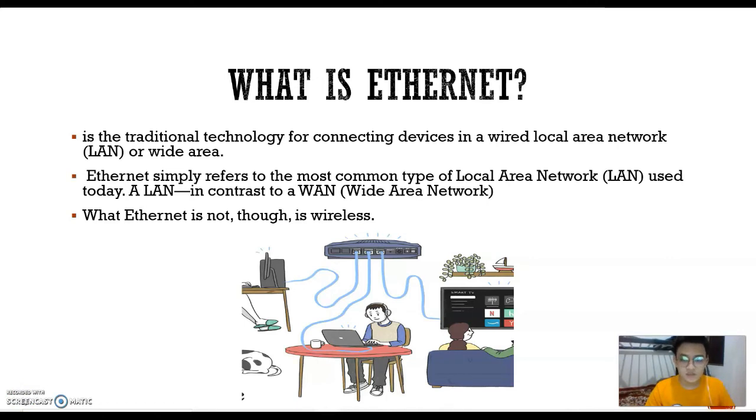Ethernet is the traditional technology for connecting devices in a wired local area network, or wide area network. Simply, it refers to the most common type of local area network. Usually, Ethernet speed is clocked at only 10 Mbps. Fast Ethernet goes up to 100 Mbps, and today's Gigabit Ethernet supports 1000 Mbps. Cables run from the modem or modem router combo to the Ethernet ports on your online-enabled system. What Ethernet is not, though, is wireless.